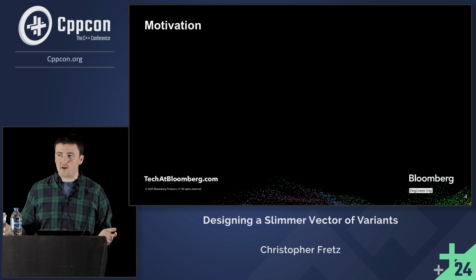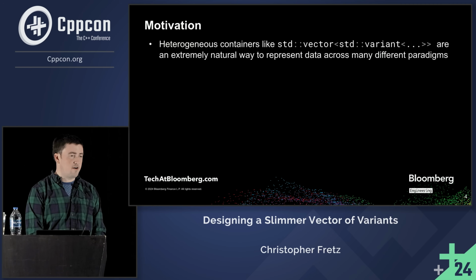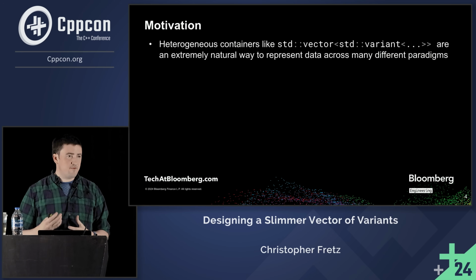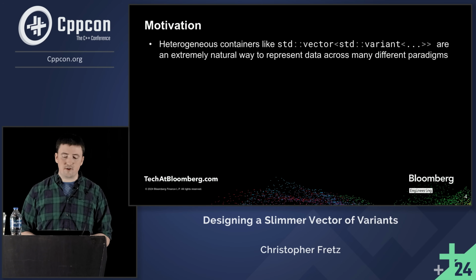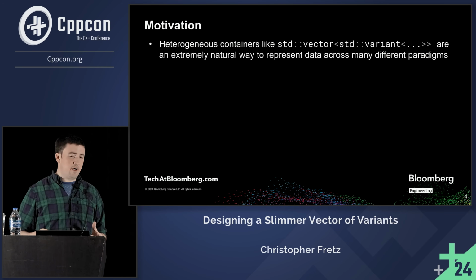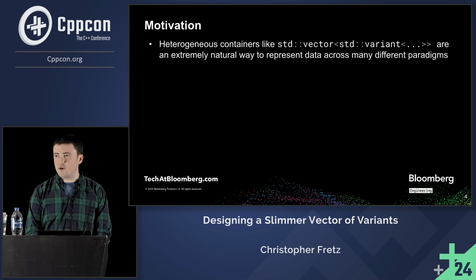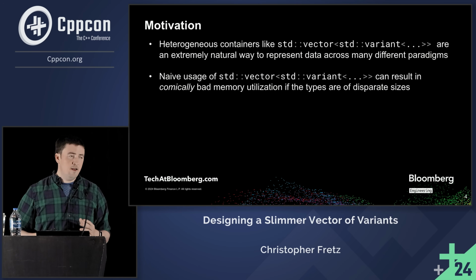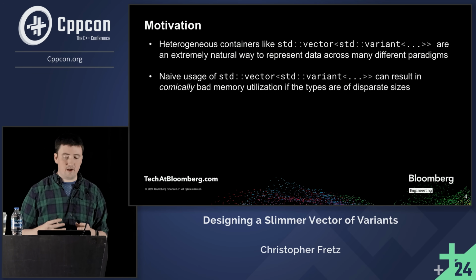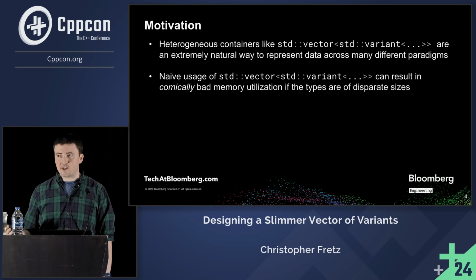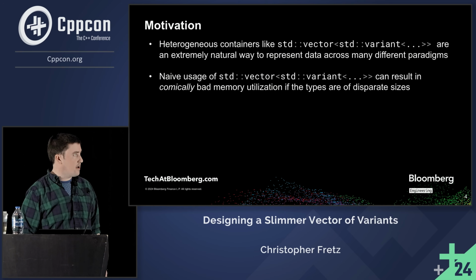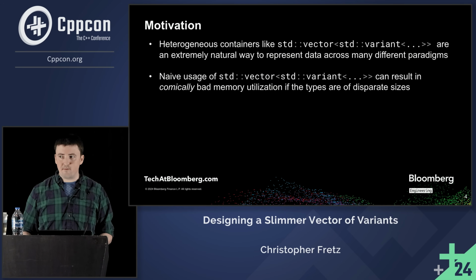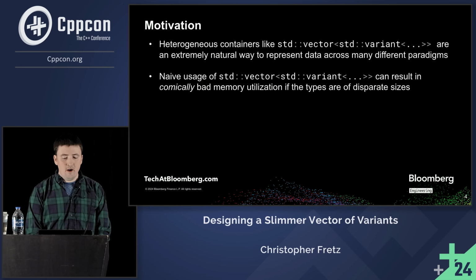What are we actually talking about here? Why do I care about the memory usage of variant? Heterogeneous containers, which is to say containers that can hold many different types simultaneously, are an extremely natural way to represent data across many different paradigms. The problem is that depending on the way your types are structured, and specifically if you have a few types that are way bigger than any of the rest, std::vector of std::variant can result in comically bad memory utilization, shockingly bad.